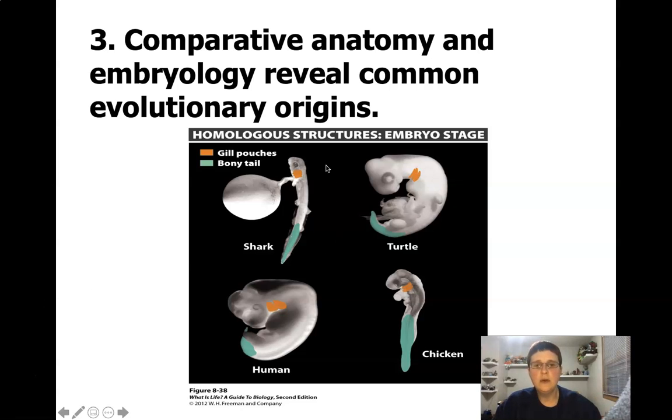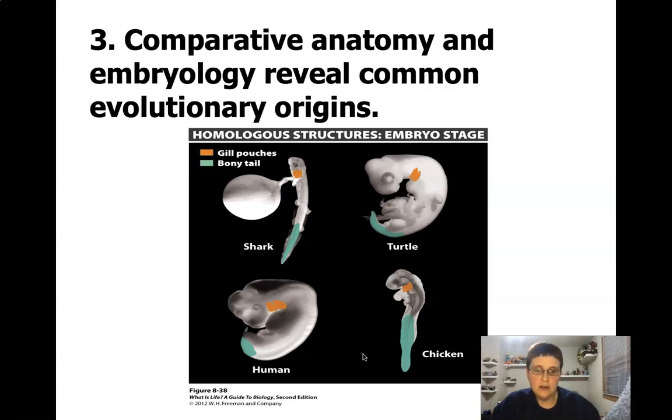So these four organisms, the shark, the turtle, the chicken, and the human, these are embryo stages of all four. These are all vertebrates, meaning they all have backbones. And if I had shown you these without the labels, my guess is that you would have had a hard time telling me what organism was what. You probably would have been able to guess this one was a fish of some sort, but the rest of them are a little difficult to figure out. And there's a reason for that.